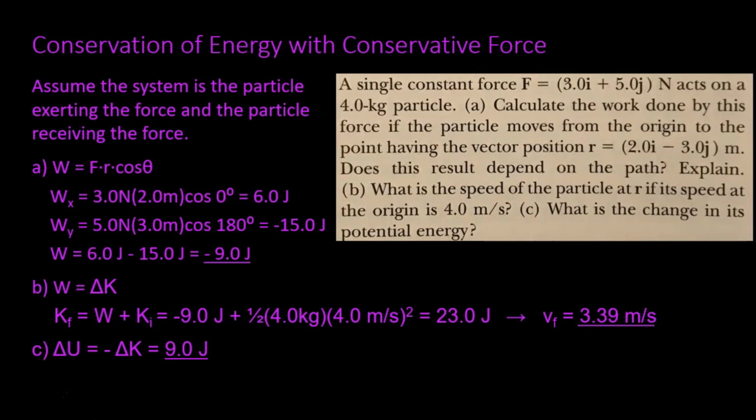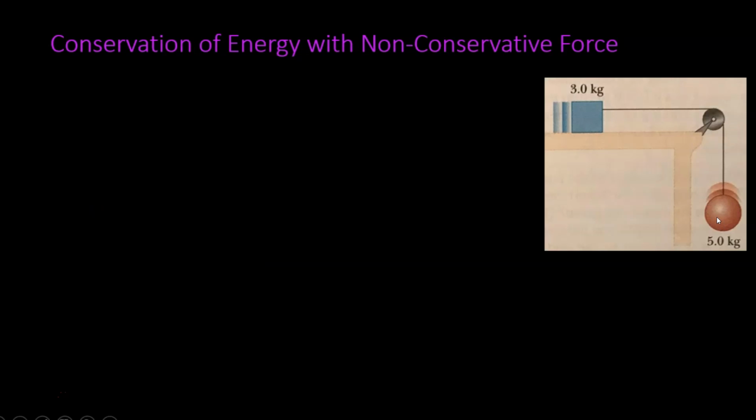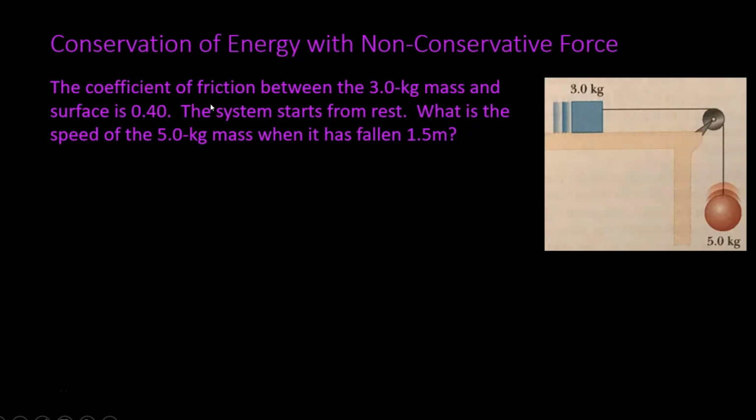Now we're going to look at a problem involving non-conservative forces. Here we have a modified Atwood machine. We have a hanging mass that's going to drag this block along a table, and there is going to be friction involved, so we're dealing with a non-conservative force. The coefficient of friction between the 3 kilogram mass and the surface is 0.4. The system starts from rest. What is the speed of the 5 kilogram mass when it has fallen 1.5 meters? The friction is here between the block and the table, and we're asked to find the speed of the hanging mass.